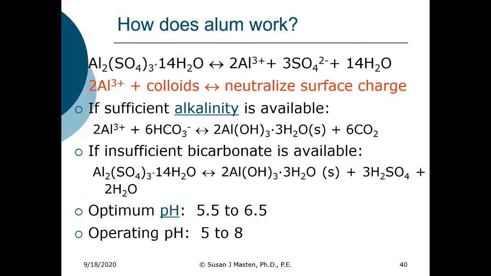Now when we add alum, and this is the full reaction, that releases aluminum ions, sulfate, and 14 waters. And it's these aluminum ions that react with the colloids to neutralize the surface charge, to destabilize the colloidal suspension, and to form floc. If we have sufficient alkalinity present, then these aluminum ions can also react with bicarbonate.